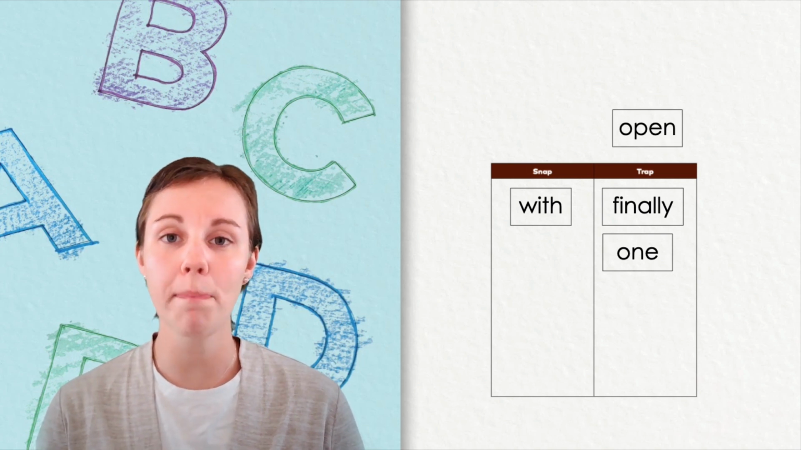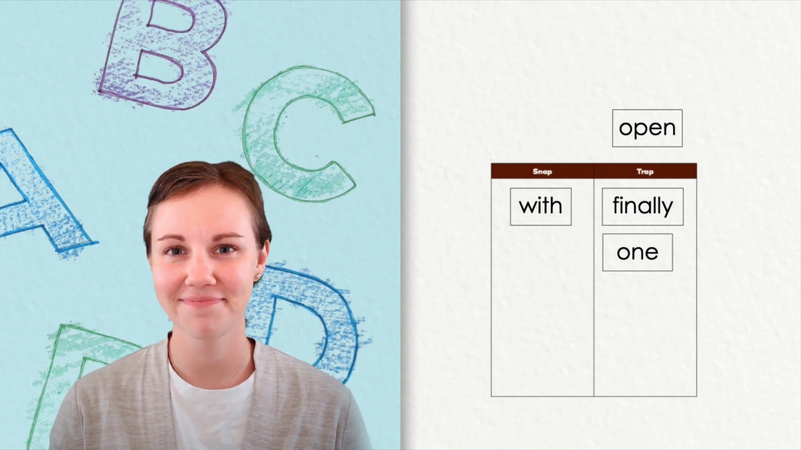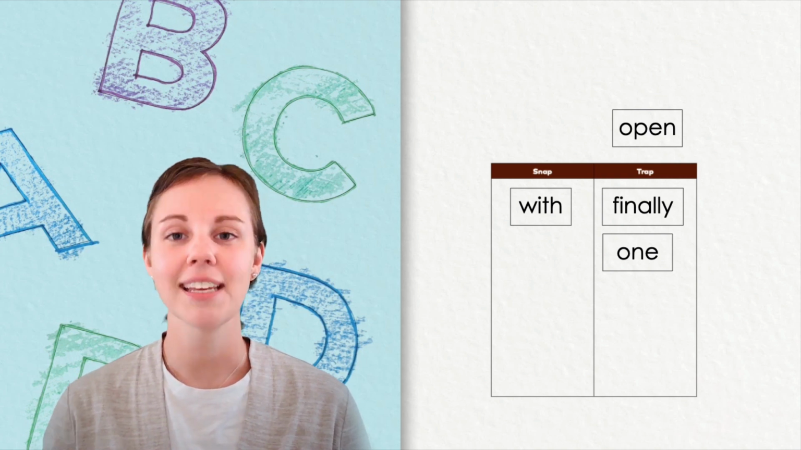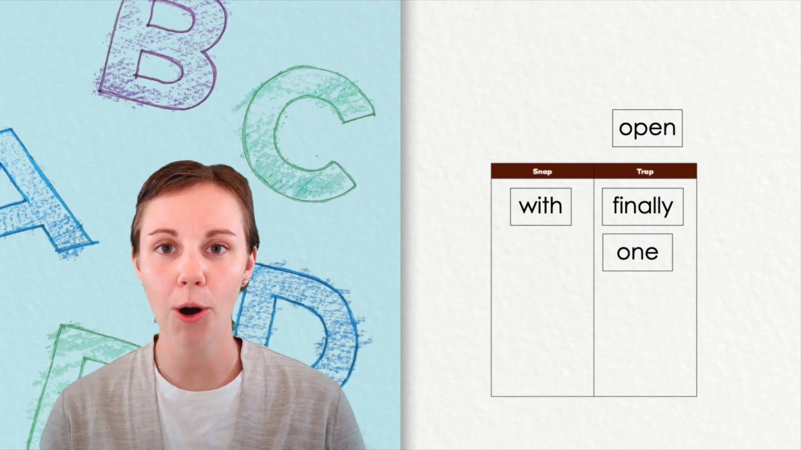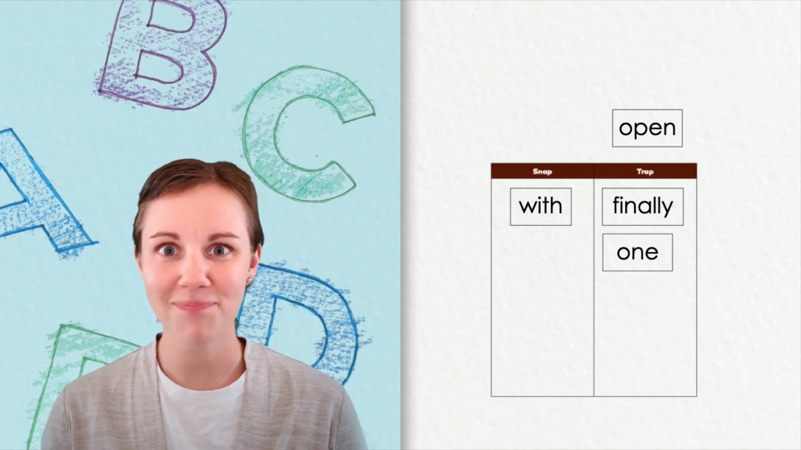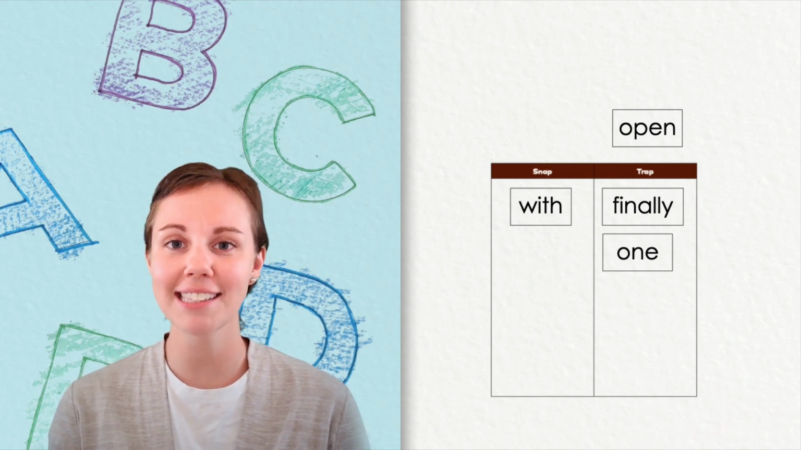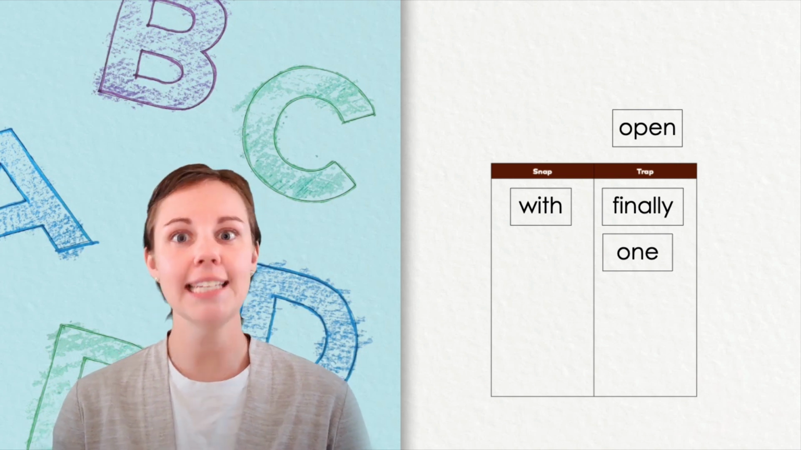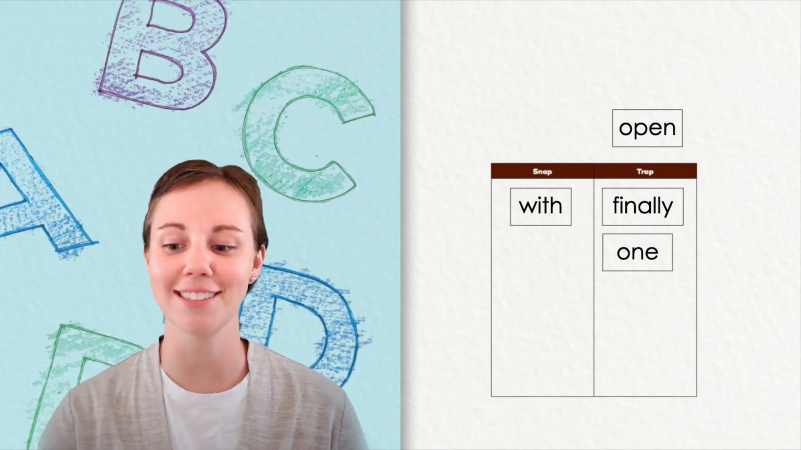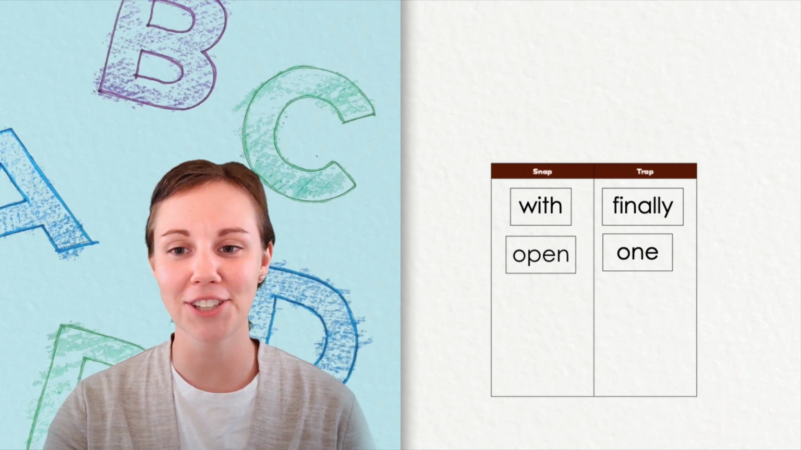Here's the word open. What do you think? You've got it. Open. That first syllable, O, is open, making a long O sound. And that second syllable, pen, is making the short E sound because it's closed. That is a snap. Great job.